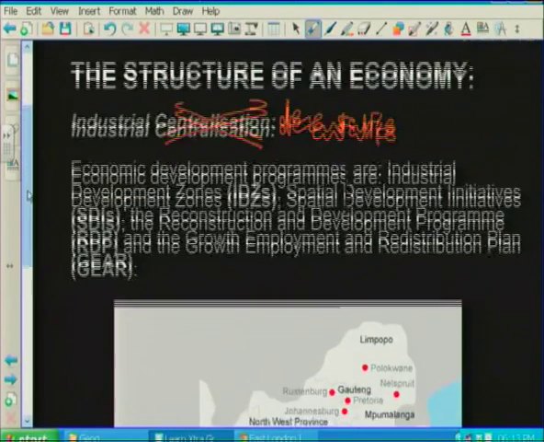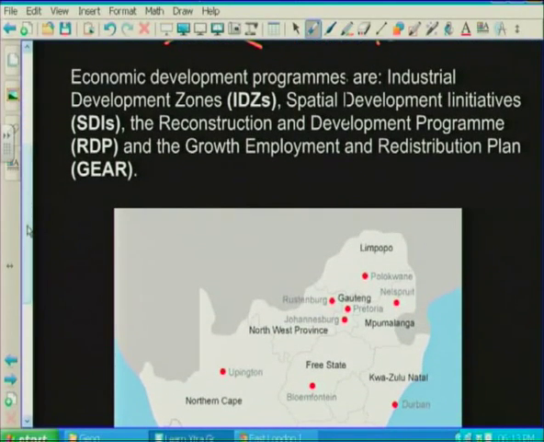And this is where, if you look at your textbooks now, they talk about industrial development zones or IDZs, spatial development initiatives, SDIs, and the Reconstruction and Development Program, the RDP, which you're familiar with, as well as the GEAR program, or the Growth, Employment and Redistribution Plan, which stands for GEAR. Now, before I show you where they all are on this map, I just want to quickly hop forward one and then come back a slide.